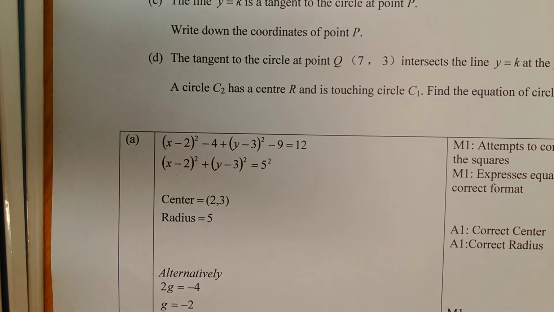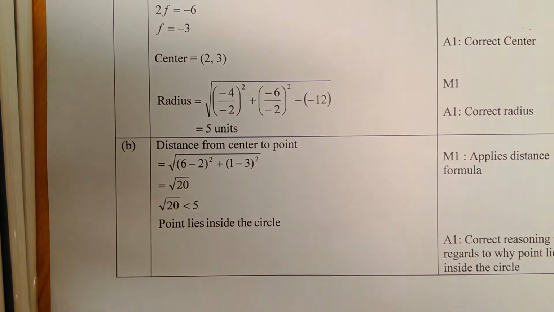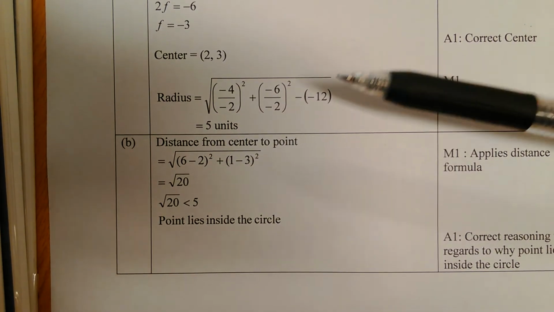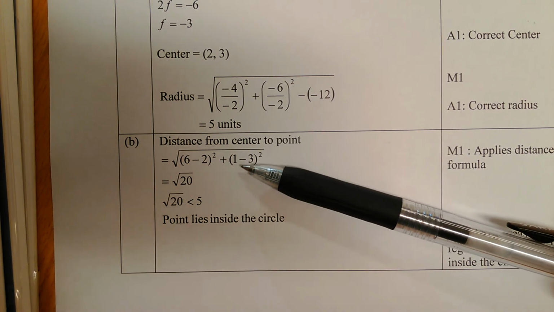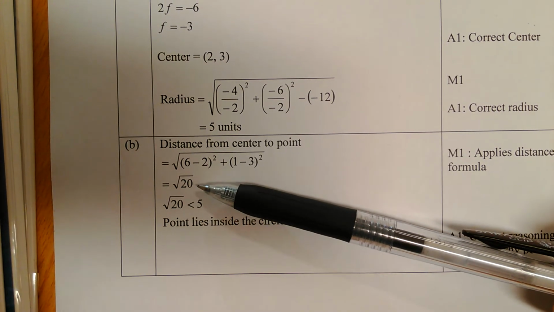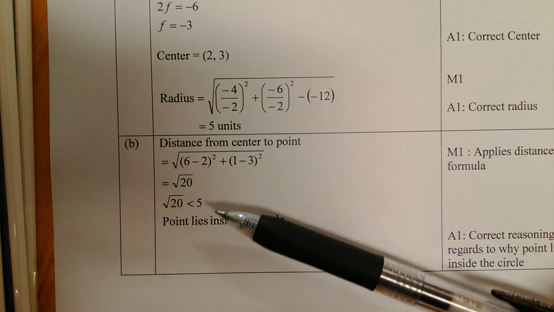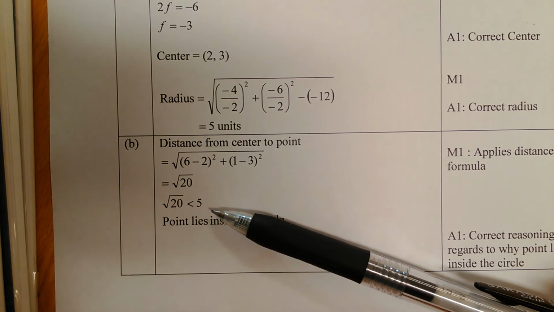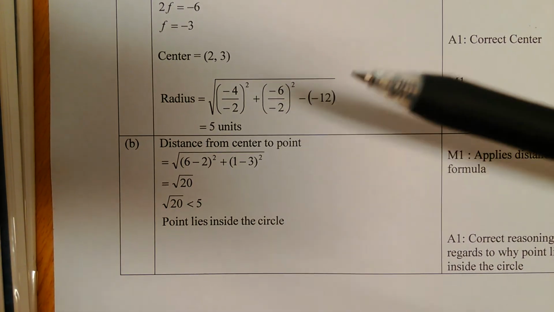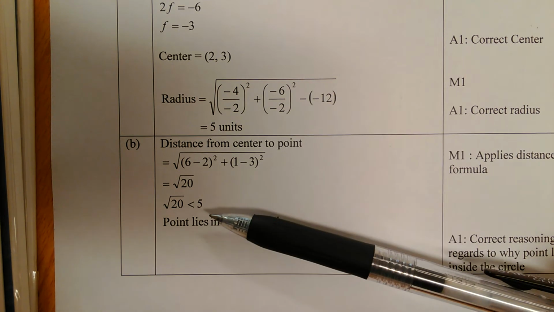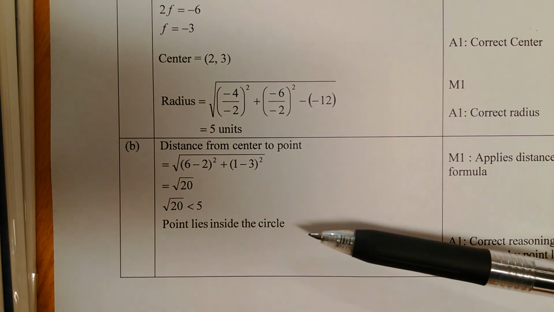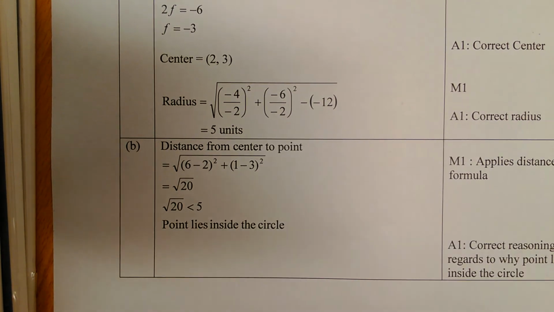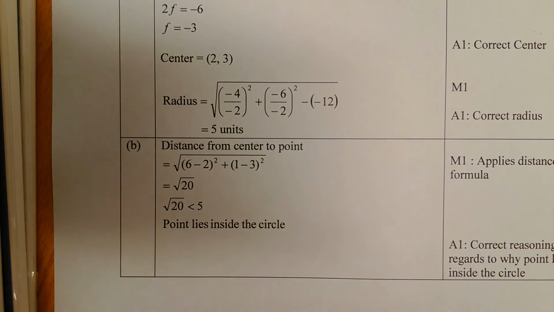Okay, part B is whether the point (6, 1) lies inside or outside the circle. Okay, if we move down, we notice that the center to the point (6, 1), you apply the distance formula. The distance is square root of 20. However, we notice that the radius of the circle is actually 5. Since the distance from center to the point is less than the actual radius itself, we conclude that the point actually lies inside the circle.